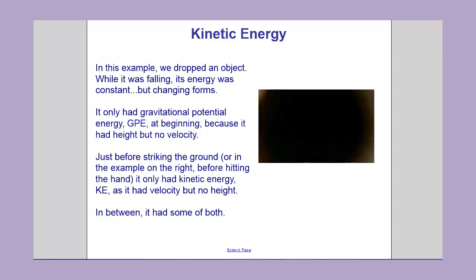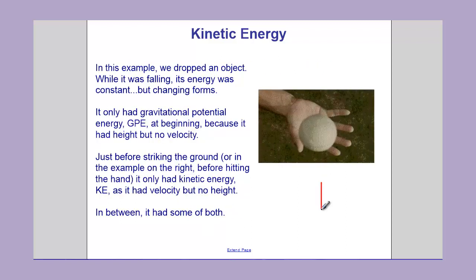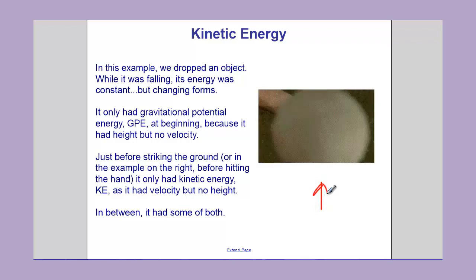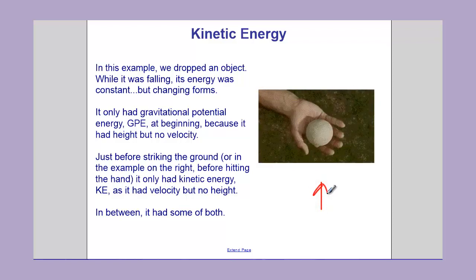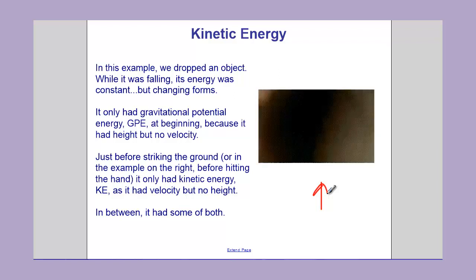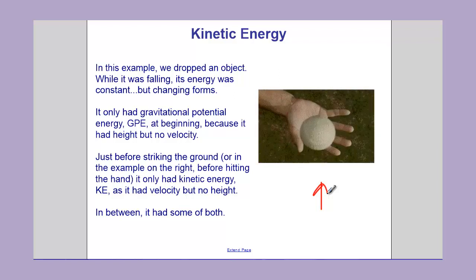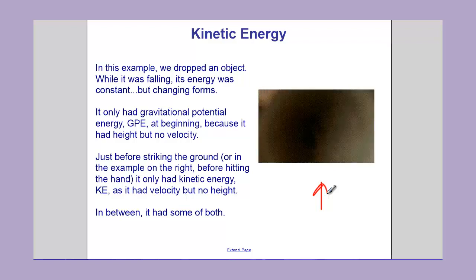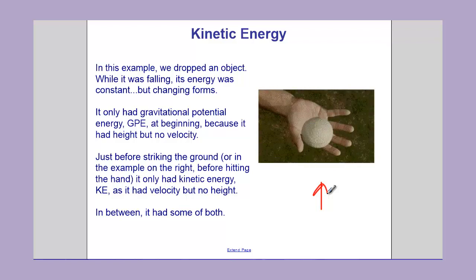In this example, we dropped an object. So if you look, we've got the ball being dropped over here. While it was falling, its energy was constant but changing forms. Remember, we don't add energy, we don't take energy out unless work is involved. So if it started with GPE at its height where it started, it had height but it didn't have velocity. It was just GPE because it wasn't moving.